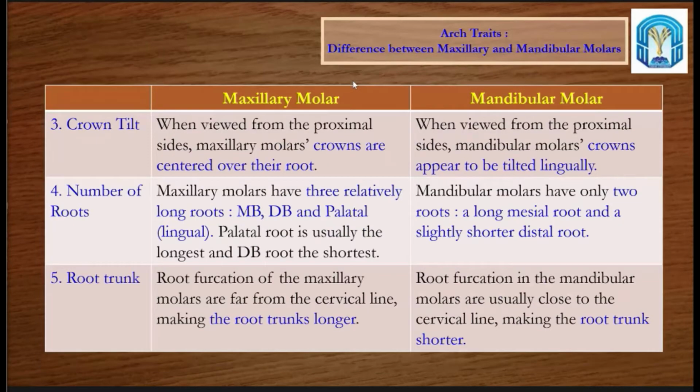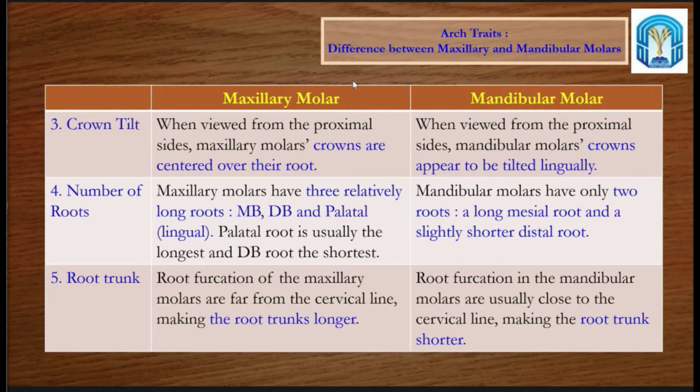Crown tilt. Maxillary molars are usually straight upright on their axis. When viewed from the proximal sides, maxillary molar crowns are centered over their root. Straight. They are standing straight on their root. But when you see the mandibular molars, as usual, I told you that all the mandibular teeth have a lingual inclination. So when viewed from the proximal sides, mandibular molar crowns appear to be tilted lingually.